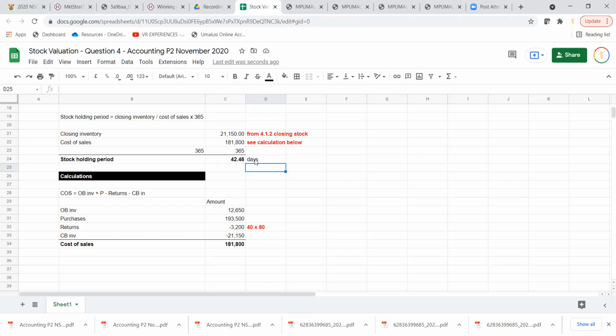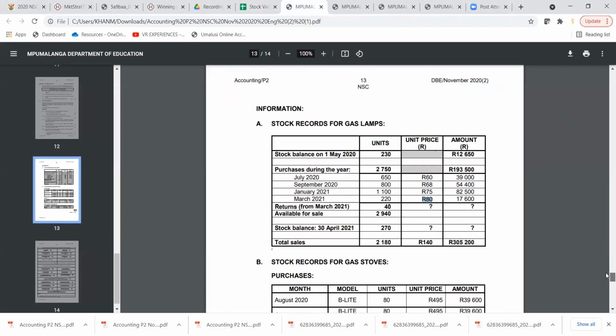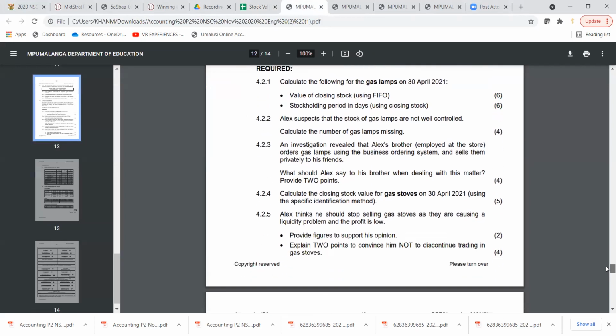Remember, the formula sheet in the exam paper showed average inventory. It said average inventory divided by cost of sales. But we couldn't use average inventory because the question specifically told us to use closing inventory. Okay, so there we go, 42.46. So that's 4.1.2. Now let's move on to the next question.